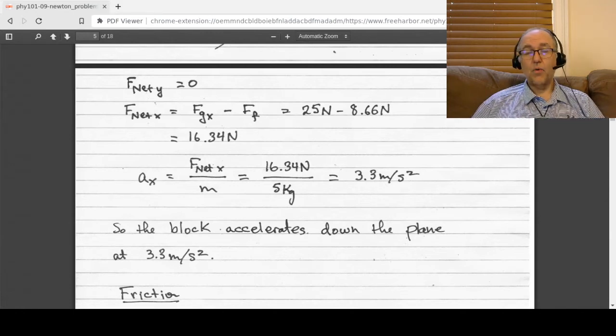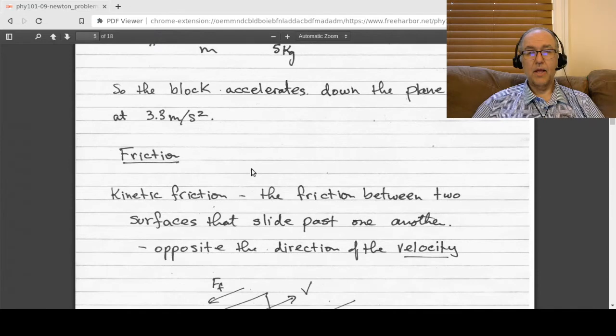Before we go on to the next problem, though, I do have to say something about friction. There are two types of friction. There's kinetic friction, and kinetic, you already have a sense, means motion or moving.